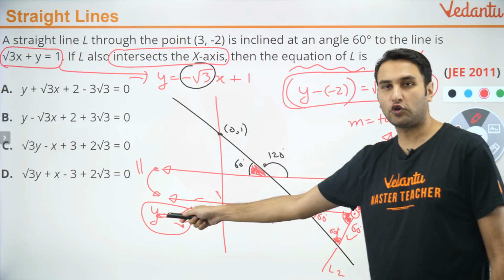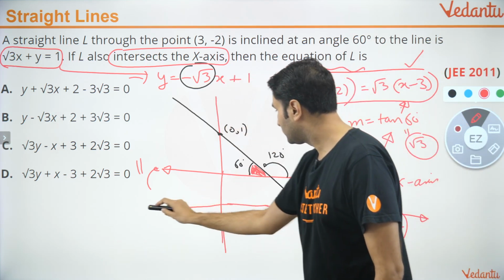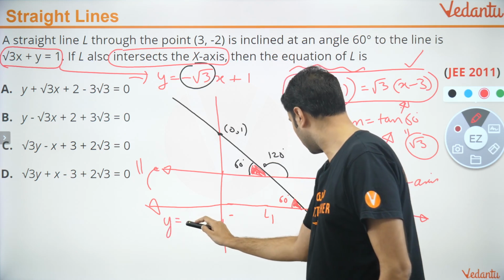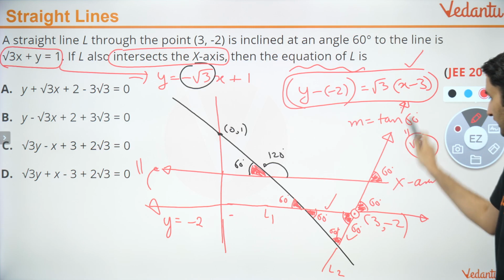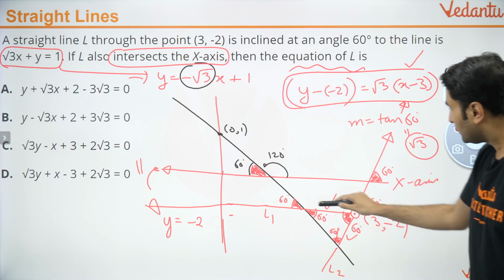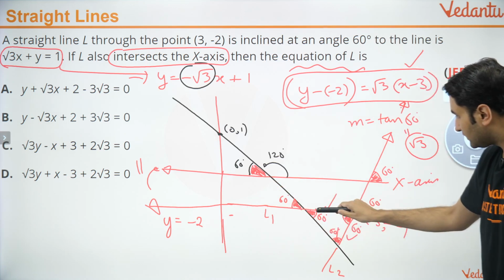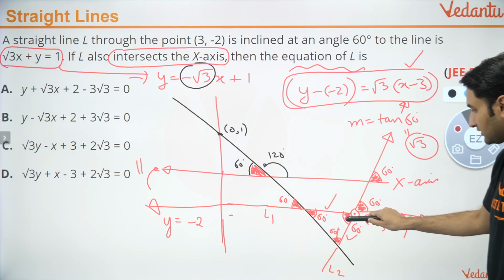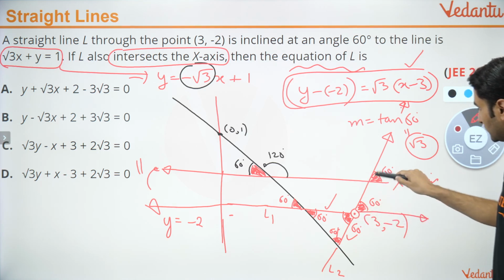But this line came out to be horizontal. I wanted the line which intersects the x-axis. So this is the line which I require. So 60, 60, hence both parallel. This 60. But since these two are parallel, so this is also 60.